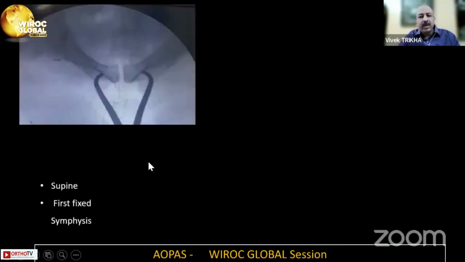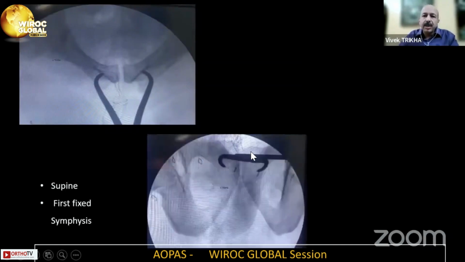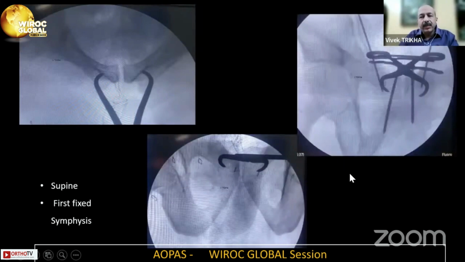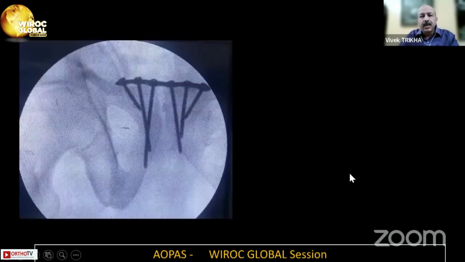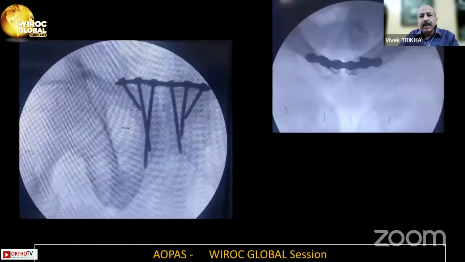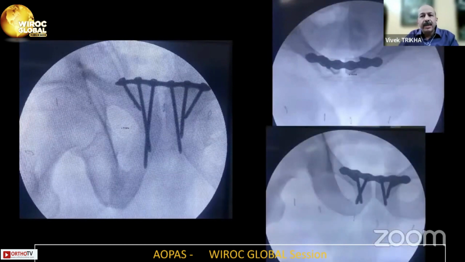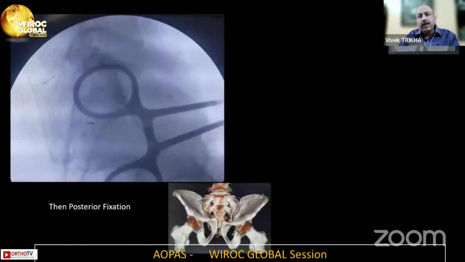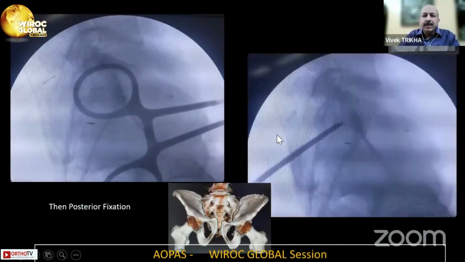So what we did, it was supine. We took a fixed X-ray, and fixed the symphysis first, like the standard ones. We had the symphysial fixation done with 3 screws on either side, and we had accurate reduction of the anterior symphysis. And we had planned for an iliosacral screw fixation, which we planned to put for S1 in an oblique fashion.